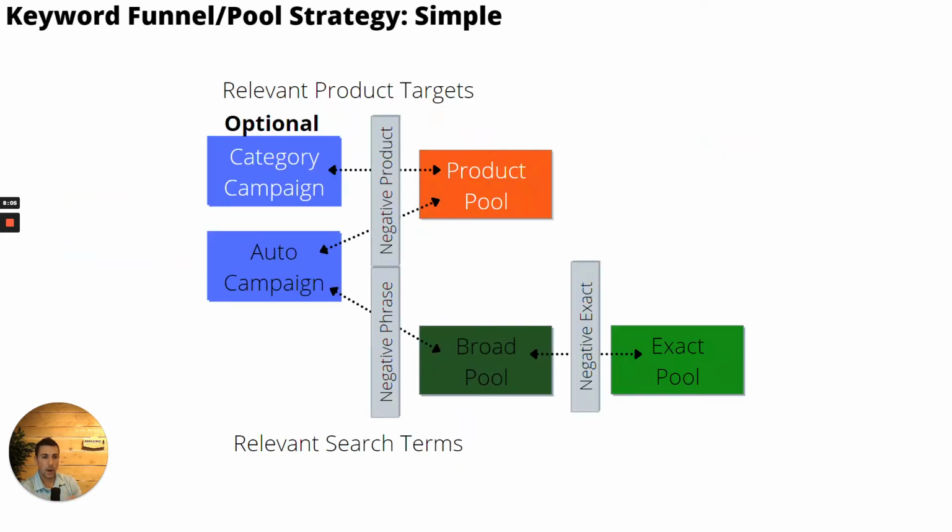So this is what it looks like. You'll see here category campaign. That's optional for me. I don't always do that. It really just depends on the needs of the client and what I'm trying to do. But generally speaking, as far as the funnel, you've got the auto campaign, and that is going to be my discover campaign. I have a product pool campaign. I have a broad pool, and the broad pool is going to be my research campaign, and then the exact pool. So that's how I do it. Like I said, you can instead do a phrase pool as well if you want to, but the phrase pool and the broad pool kind of contradict each other.